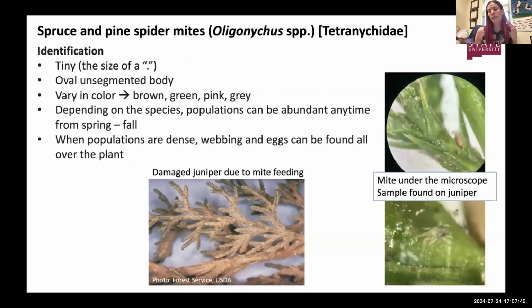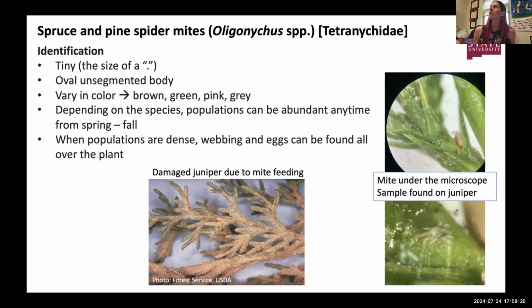Next thing that I've had a lot sent in are mites, and particularly a lot of spider mites. And there are different species of these spruce and pine spider mites, but they are all kind of doing the same thing, the way that they feed, and they're all really small. To the naked eye, they look like a period. They have these oval, unsegmented bodies. They vary in color, so little periods moving around. They can be pink, green, gray, brown. And depending on species, populations can be abundant anytime in the spring and fall.